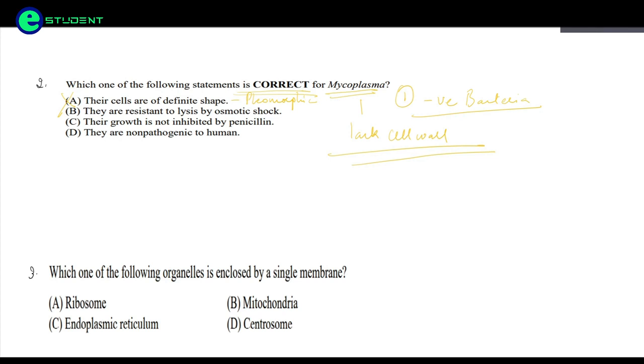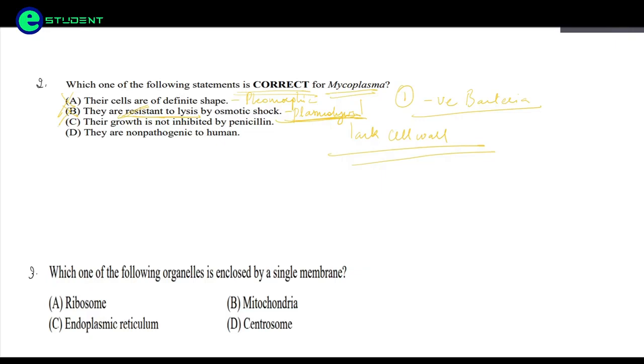They are resistant to lysis by osmotic shock. So this is also a wrong option, because they are actually telling about plasmolysis. So actually they are not resistant, but it is given in the question that they are resistant to lysis by osmotic shock. Okay, so this is a wrong option.